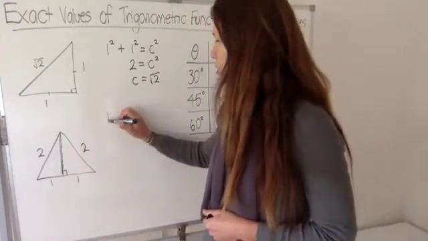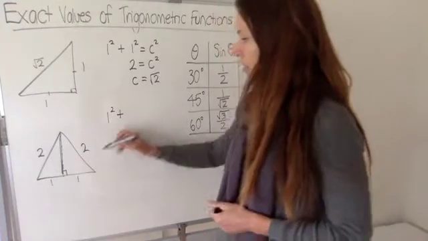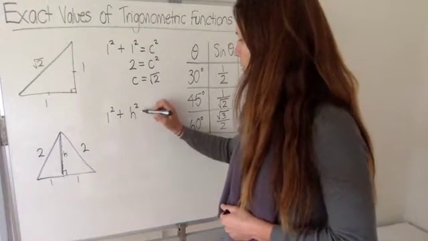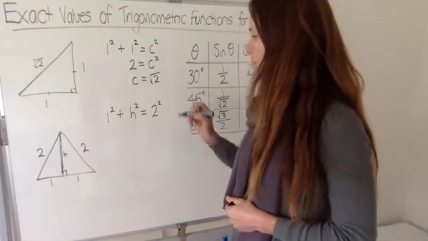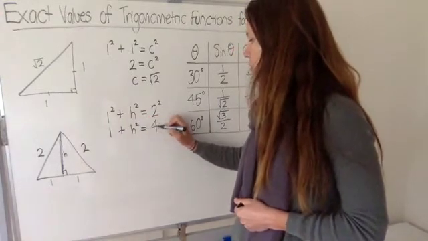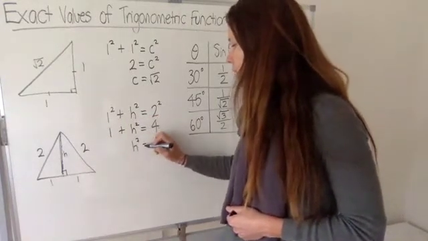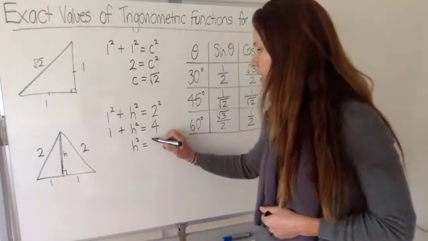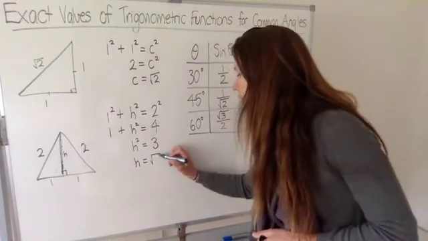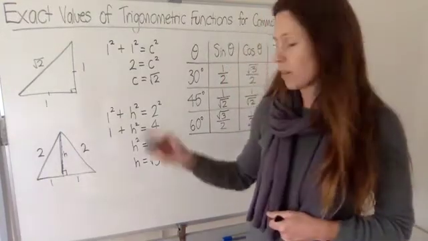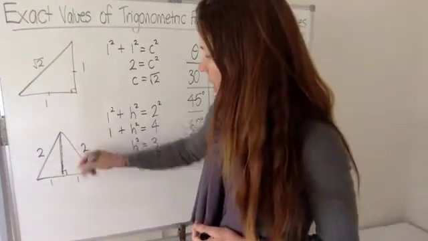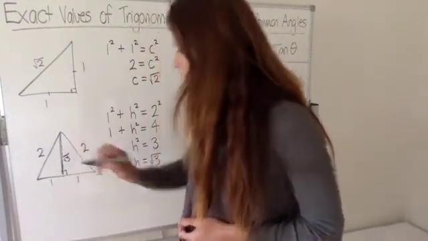So I can say 1 squared plus, let's label this h for height, 1 squared plus height squared is equal to 2 squared. Tidying this up, that means 1 plus height squared is equal to 4. So my height squared must be equal to, subtract 1 from each side, 3. And taking the square root of each side, h must be equal to the square root of 3. Again, it's a length, so it doesn't need to have two answers here, plus or minus. So I can replace that h with a nice confident root 3.